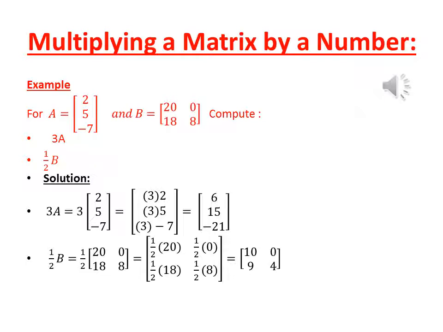Also, matrix B, I want to multiply by half, so multiply each element of B by half. 20 times half is 10, 0 times half is 0, 18 times half is 9, 8 times half is 4. So for multiplication by a number, we have to multiply each element inside the matrix by this number.